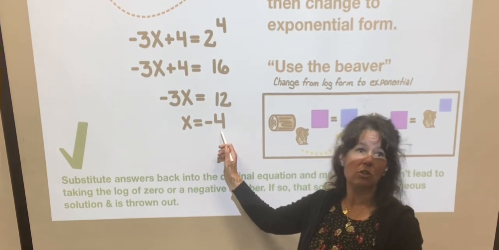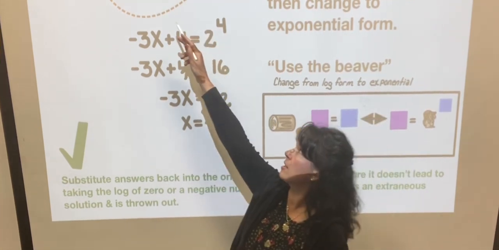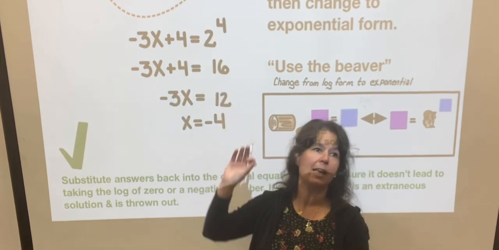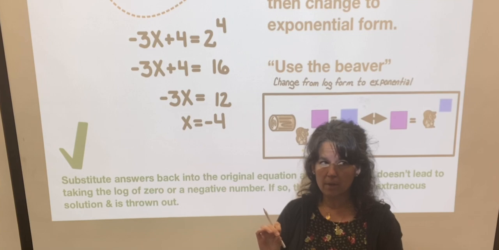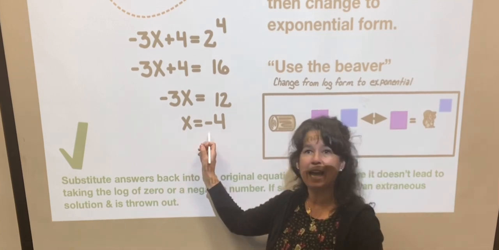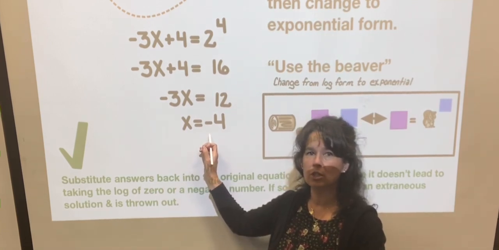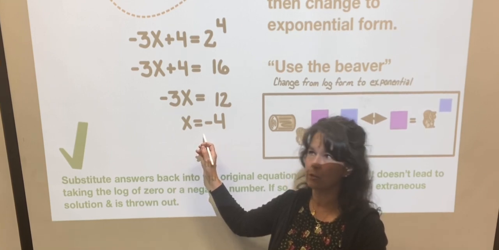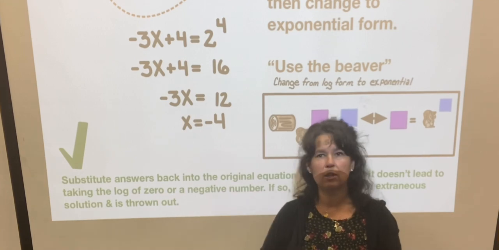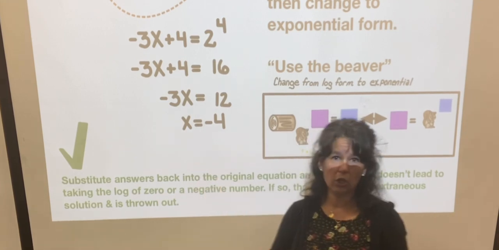But if I substitute negative 4 back into the negative 3x plus 4 and I get the answer 0, or I get a negative number, then I would have to throw this out. It's called an extraneous solution, fancy word for extra solution, in other words, not a solution. You throw it out and I would say no solution. But in this case, we're good.